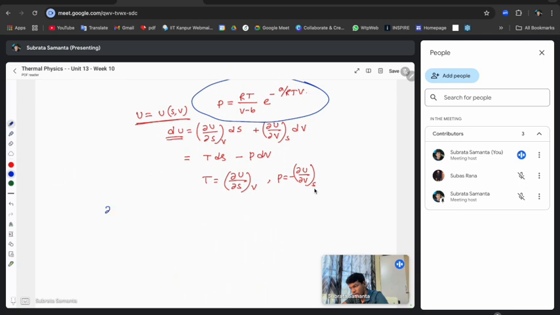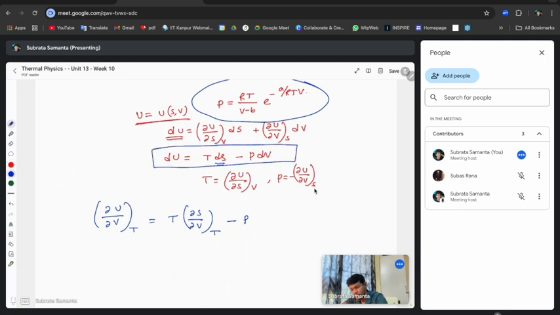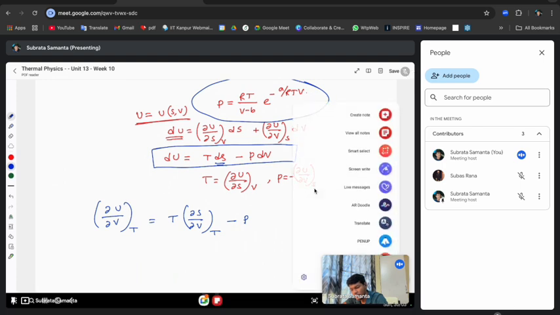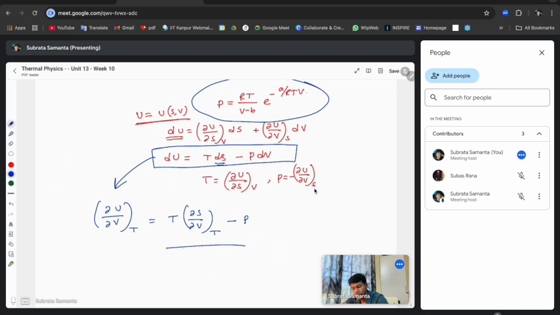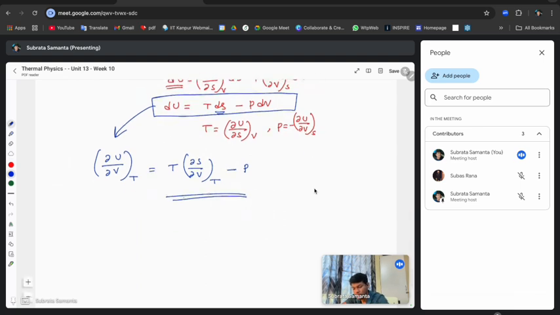So ∂U/∂V at constant temperature is basically T times ∂S/∂V at constant temperature, minus P. From this equation, dU equals this, and you just take one more derivative with respect to V. So this is this one, and we end up with these equations.